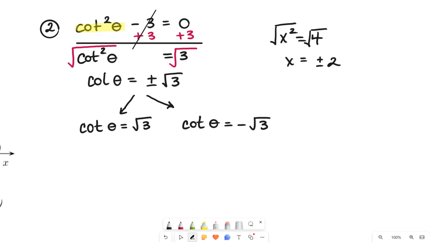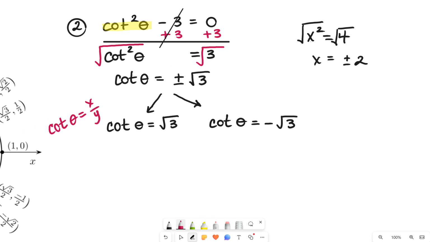Okay, so we know that, again, cotangent theta is the x over y values, right? I say variables, but it's not variables, it's values. So we're going to go to the unit circle and try to figure out where cotangent theta, when divided x over y, you would get square root of 3 or positive square root of 3.